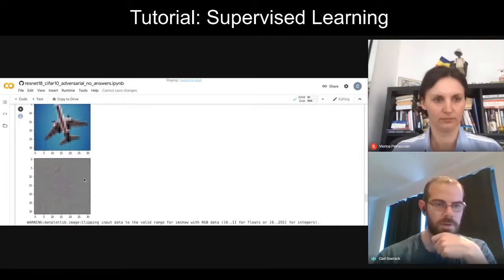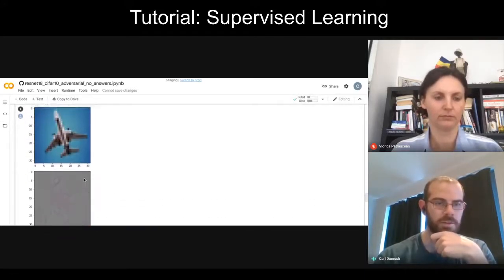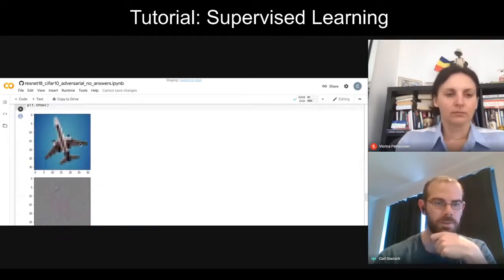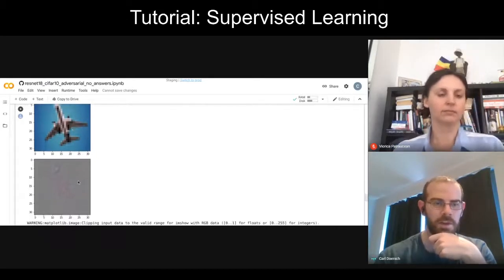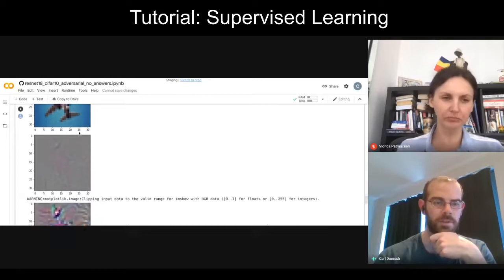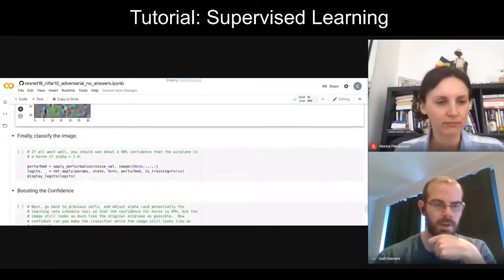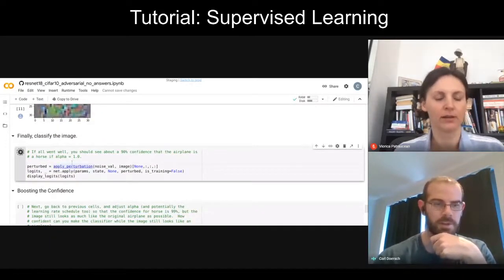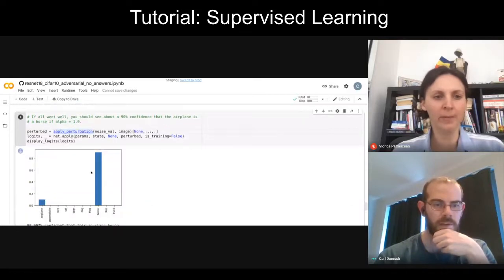Now here's the updated image, and you can see that this image looks pretty similar to the original airplane. Here's the amount of noise, which is small relative to the values in the original image, and yet when we apply the classification, it's 90% horse.